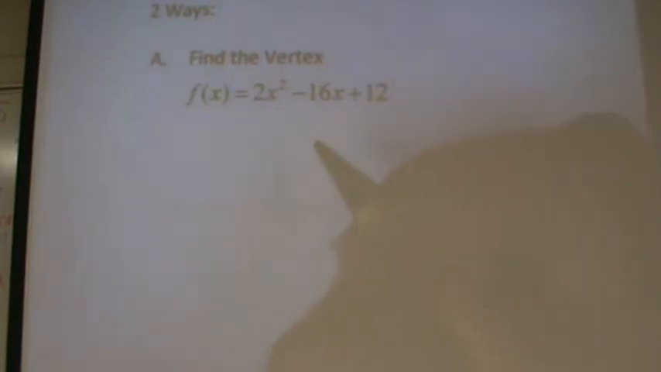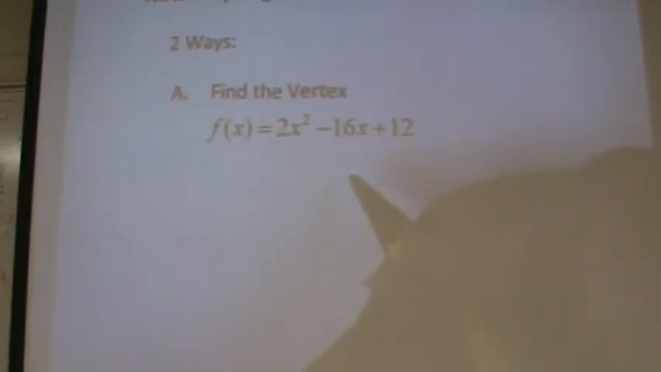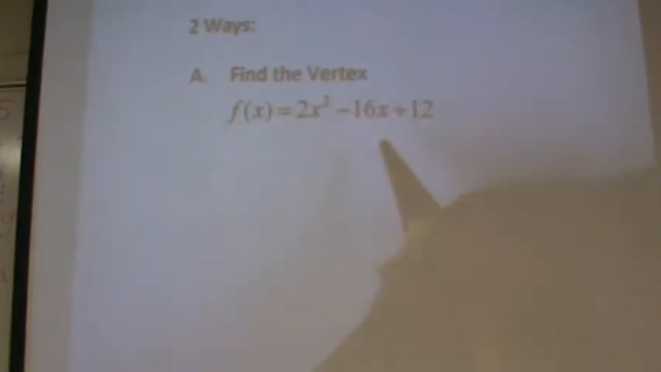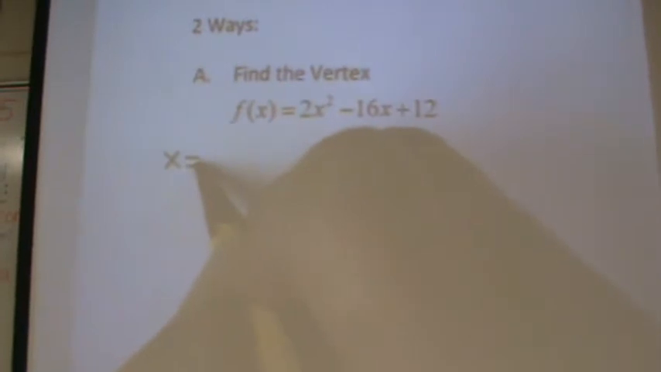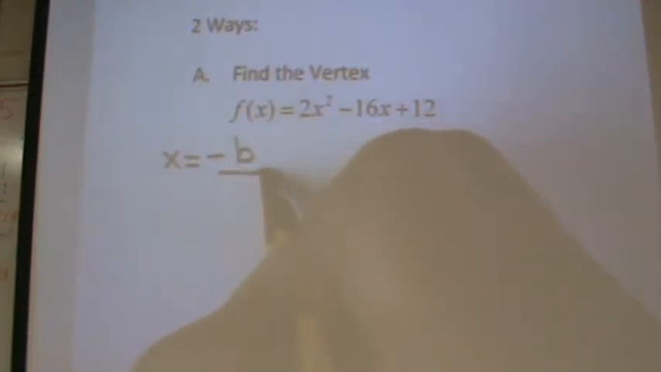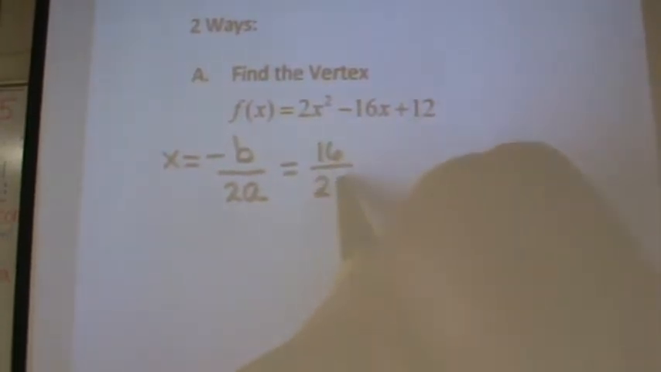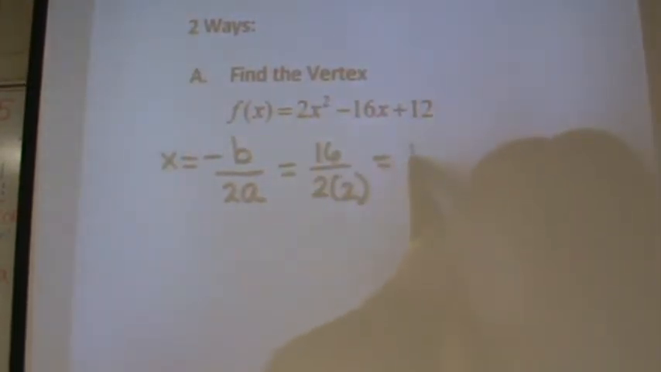Okay, one way is finding what we did yesterday, the axis of symmetry. Do you remember the formula for the axis of symmetry? It's x equals negative b over 2a. Remember that formula? Okay, so what is the b value? It's negative 16, so it's 16 over 2 times 2, which is 16 over 4, which is 4.